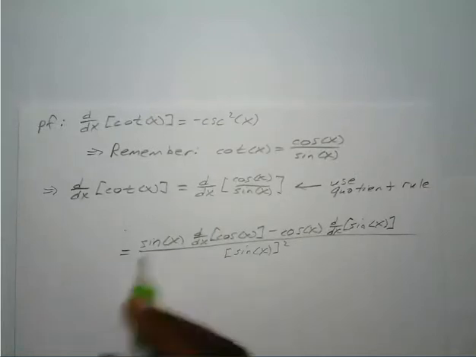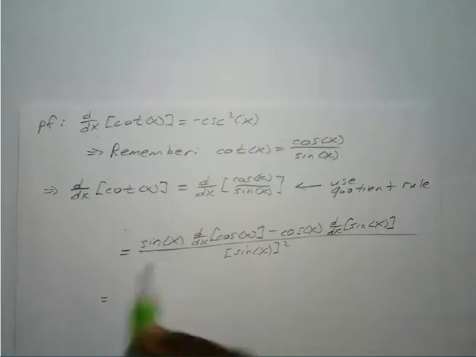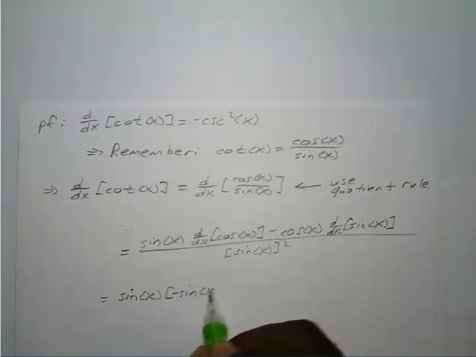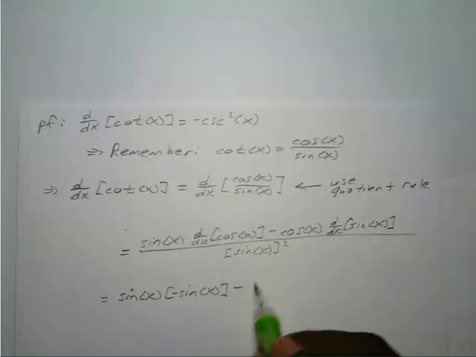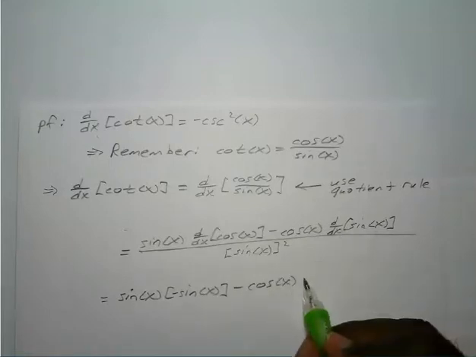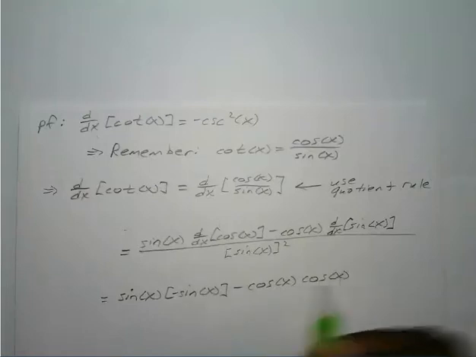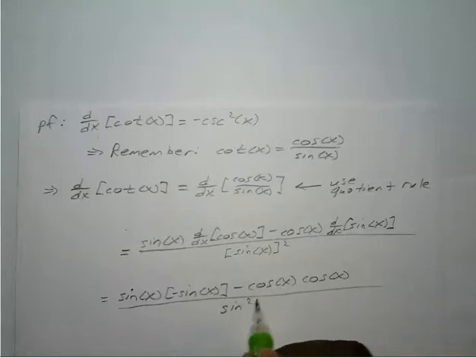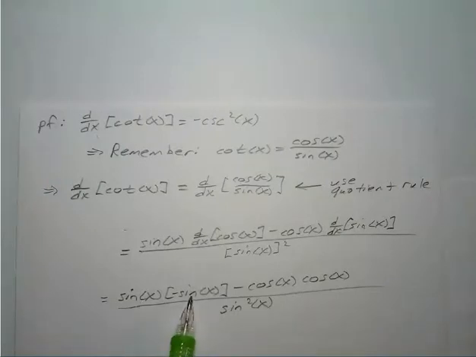All right, so now let's go ahead and simplify that. So we have sine of x. Derivative of cosine is negative sine, so you have negative sine of x minus cosine of x times the derivative of sine, which is cosine, all over your denominator squared. We'll just make that sine squared of x. Okay, so here you have negative sine squared minus cosine squared.